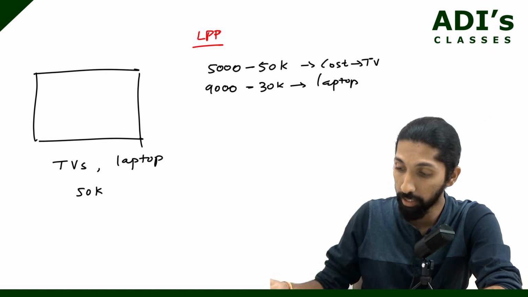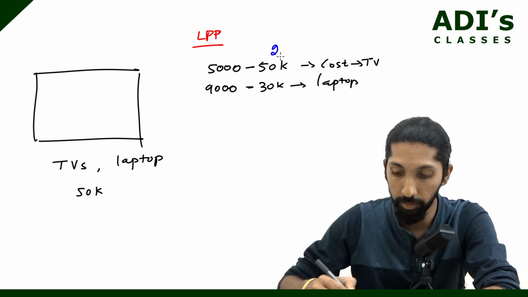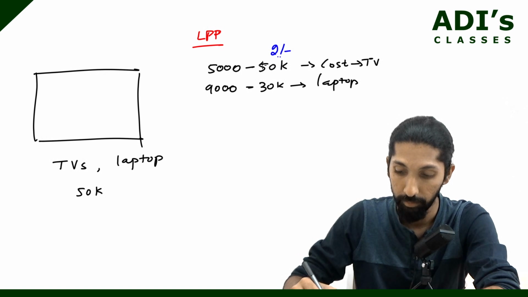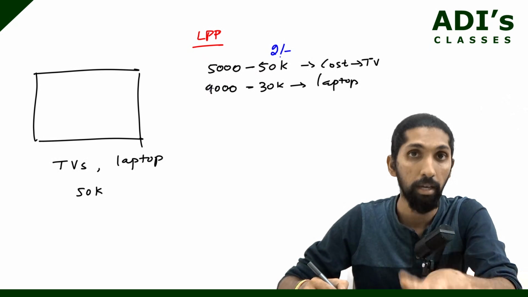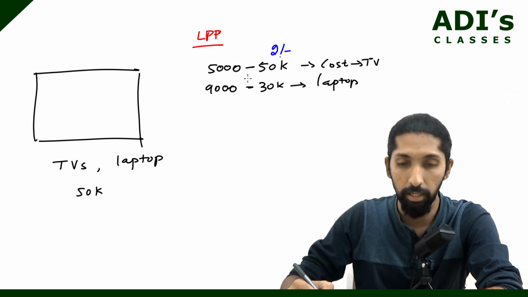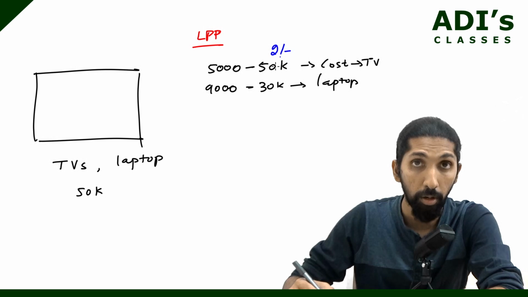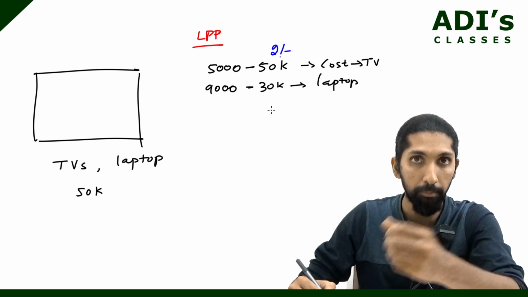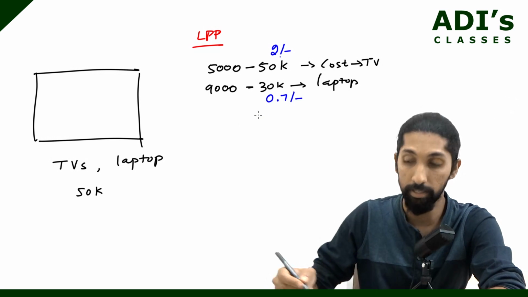Suppose he stores a TV for a day, then he has to give a tax of 2 rupees to the government. For one TV for one day, he has to pay 2 rupees, very nominal. And for every laptop he stores, he has to pay, let's say, 0.7 rupee, that's 70 paise, as the tax.